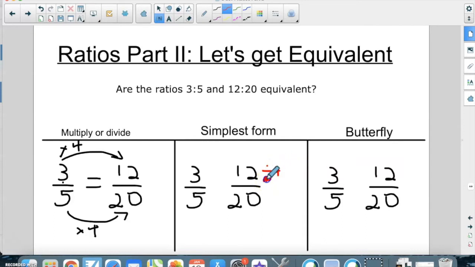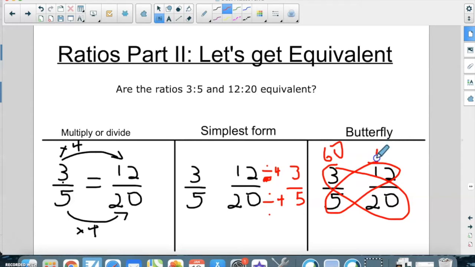Oh, well, you get it, right? So that's 3. Divide the bottom by 4, and that is 5. And look, 3/5 is equal to 3/5. They're both in simplest form. If it's the same number, then you know that they are equivalent or equal. The other method would be the butterfly method. 3 times 20 is 60. And then 12 times 5 is also 60. So again, I know that they are equal.